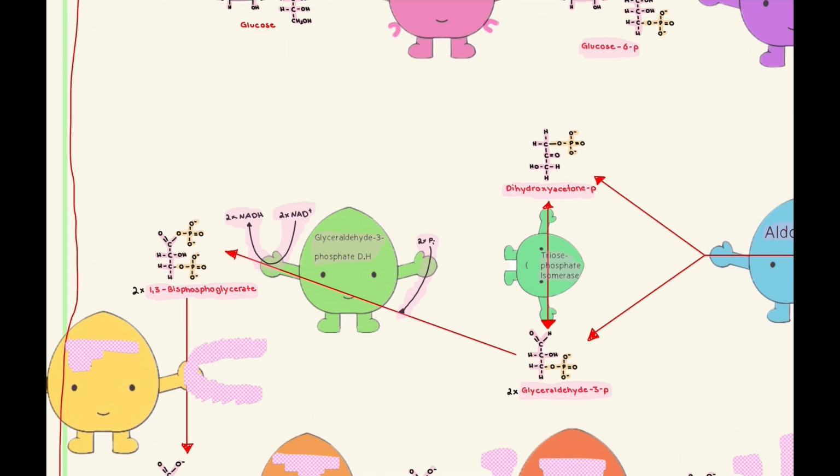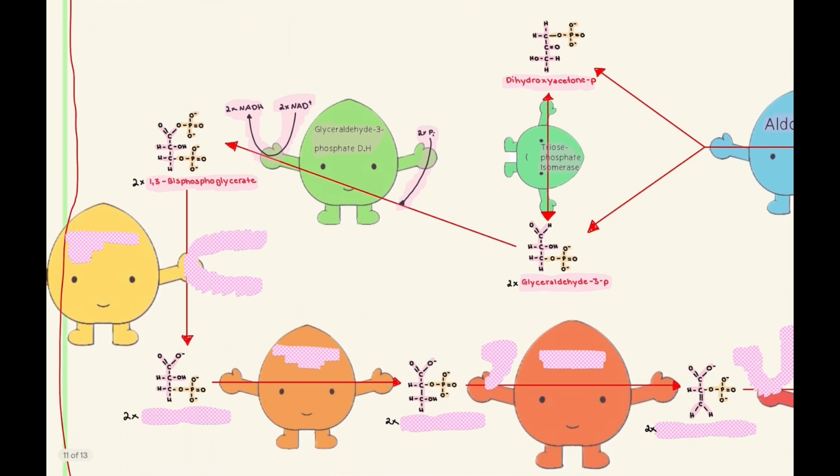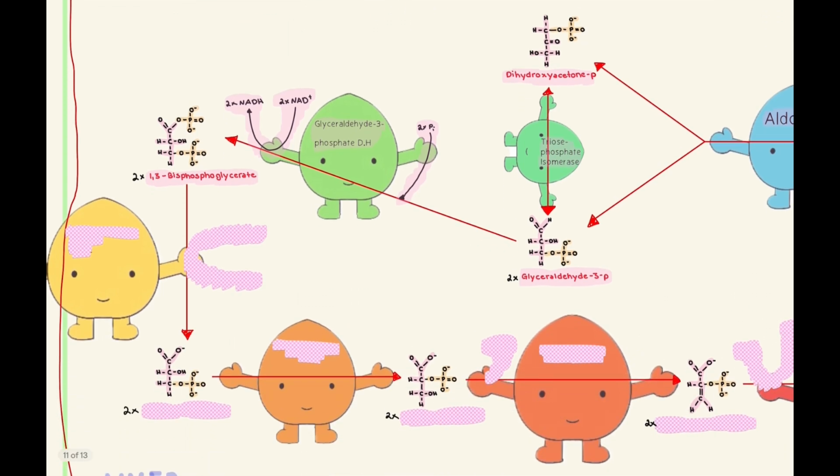Therefore, two 1,3-bisphosphoglycerate and two NADHs are being produced and two inorganic phosphates are being used. This step is called the oxidation of glyceraldehyde 3-phosphate. This step is where the energy investments of ATP in the beginning start to pay off, where 1,3-bisphosphoglycerate is dephosphorylated by the enzyme phosphoglycerate kinase to produce 1 ATP and 3-phosphoglycerate.